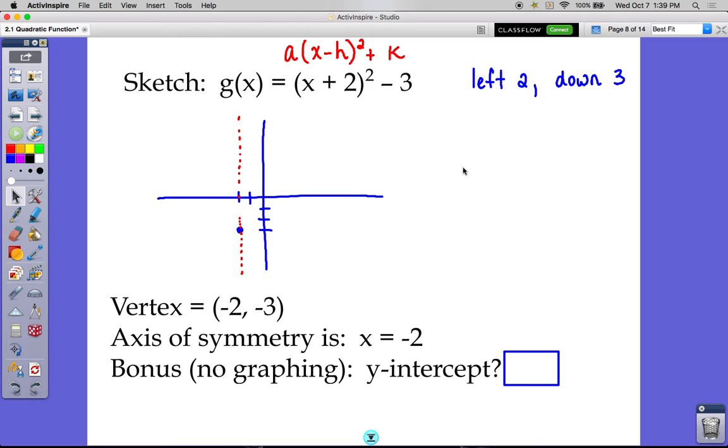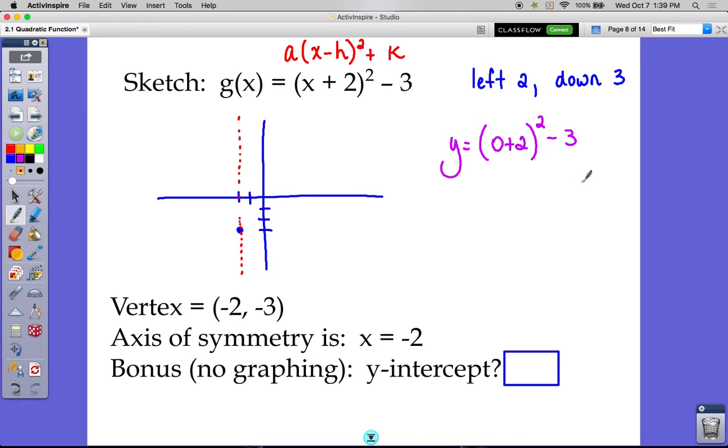That's my vertex, my axis of symmetry. I won't have anything else right now, right? So bonus, without graphing, what's the y-intercept? How do I find the y-intercept? Remember, at the y-intercept, x is equal to 0. So I can plug in the 0.